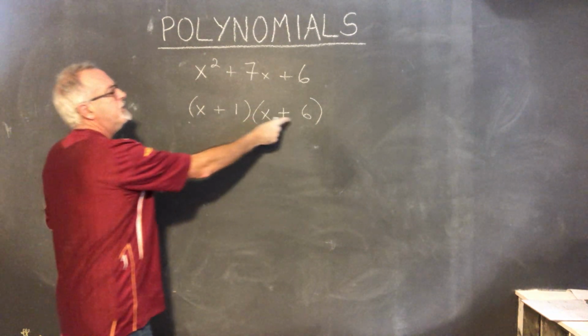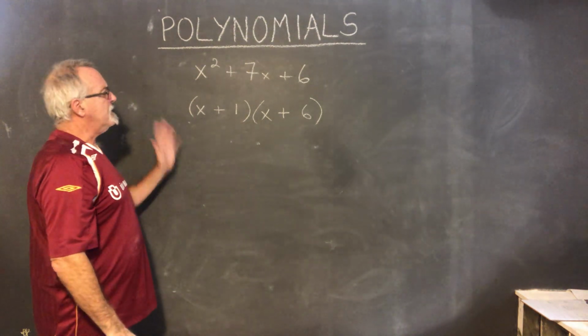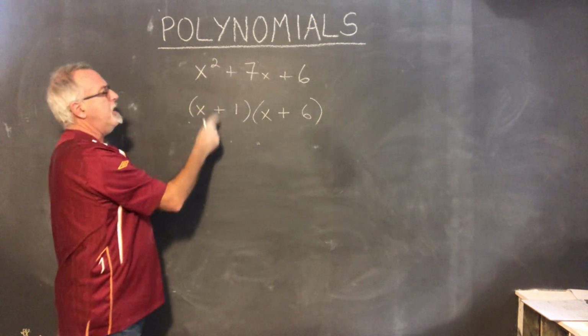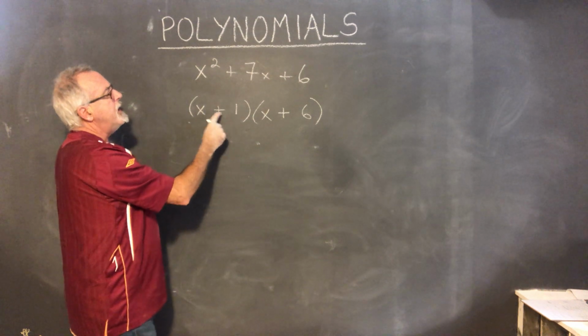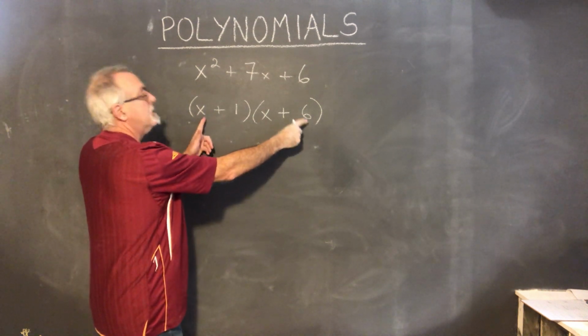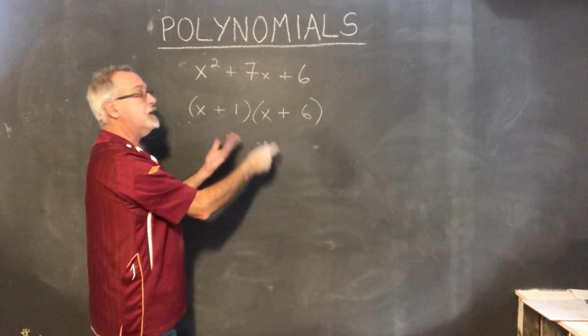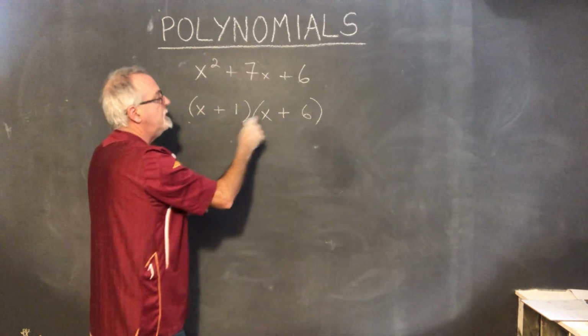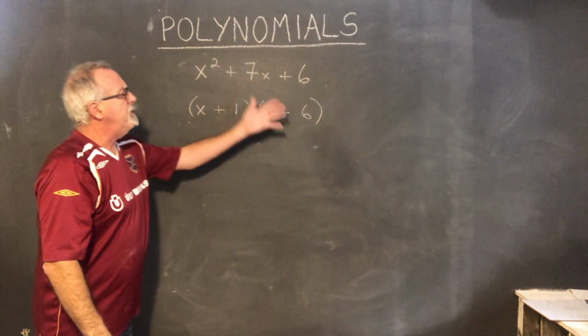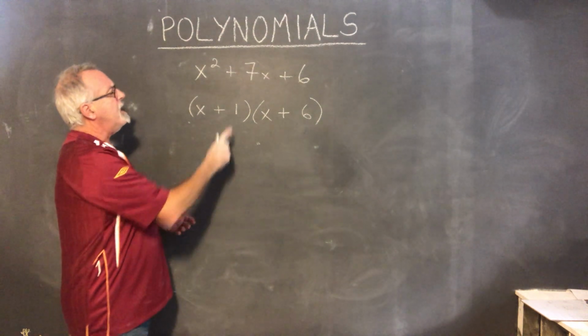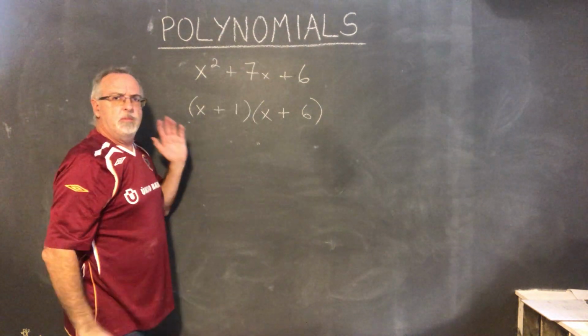What if I had put 2 and 3 instead? Because if I multiply this with the FOIL, I'm going to get that. X times x is x squared. And then outside, x times 6 is 6x. Inside, 1 times x is 1x. And 6x plus 1x is 7x. And then the 1 times 6 gives 6. That's fine. But what about the 2 and the 3? That wouldn't have given me the 7x. That would be my problem.